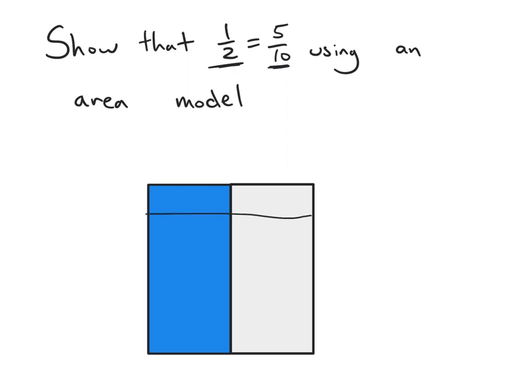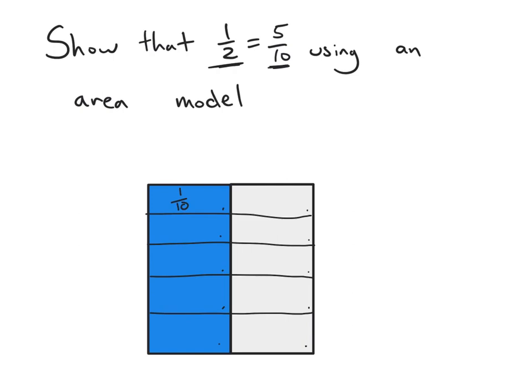There's 1, 2, 3, 4, and 5. So not exactly super even there, but it's pretty close. With my models, I'm just trying to be as accurate in my drawings as possible. But you can see now that I have 1, 2, 3, 4, 5, 6, 7, 8, 9, 10 equal parts. So that means that each of these small sections is worth 1/10.